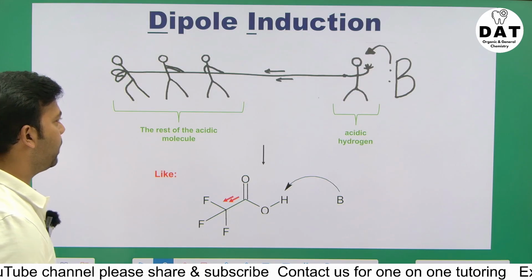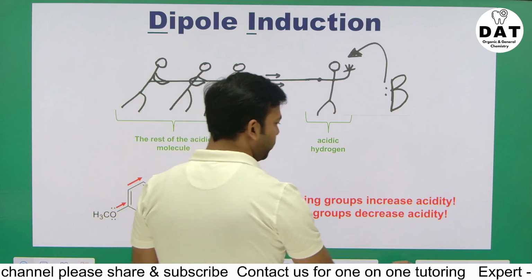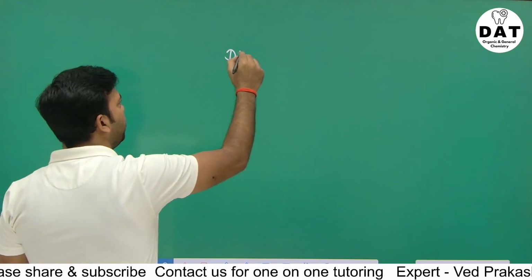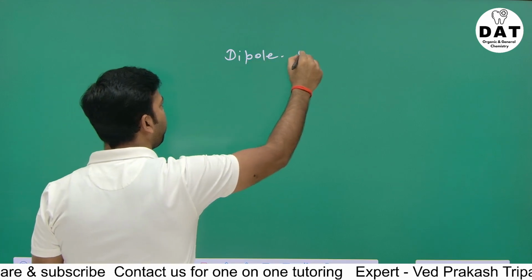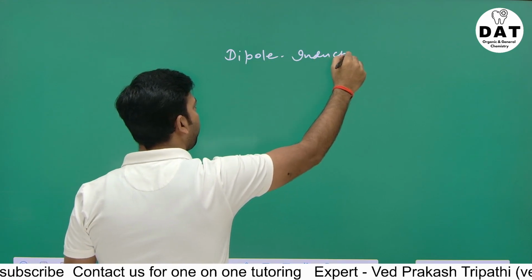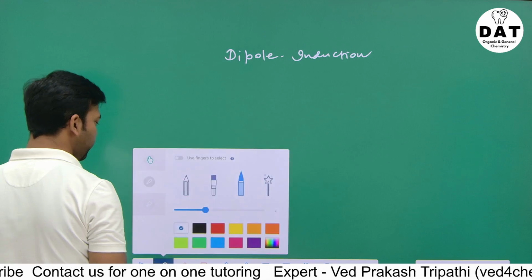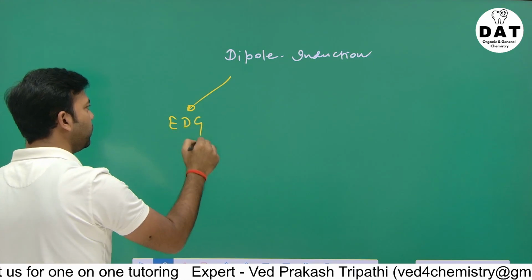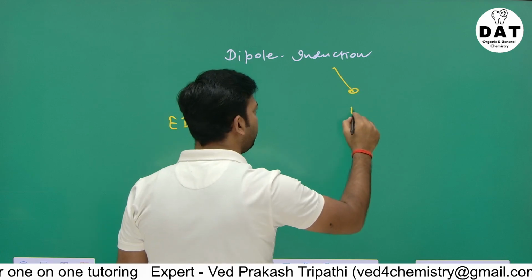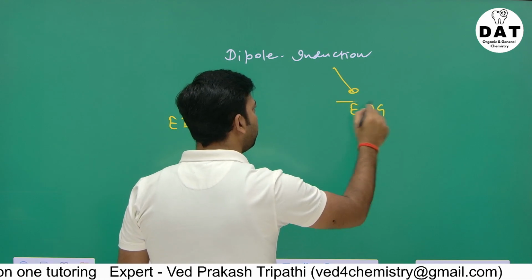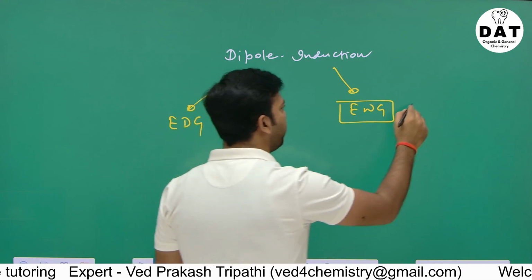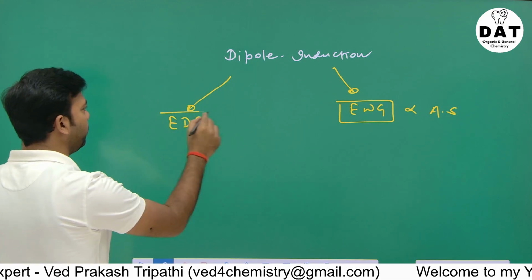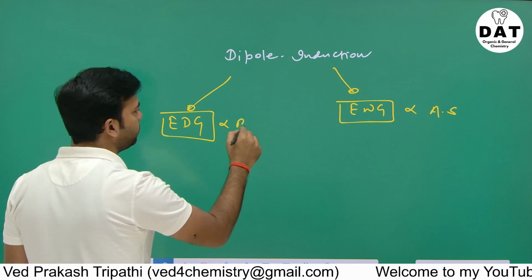Okay, now the next is dipole induction, and I'm going to explain this my way. Dipole induction is of two types. One is electron donating group and one is electron withdrawing group. Electron withdrawing group is directly proportional to acidic strength, and electron donating group is directly proportional to basic strength.